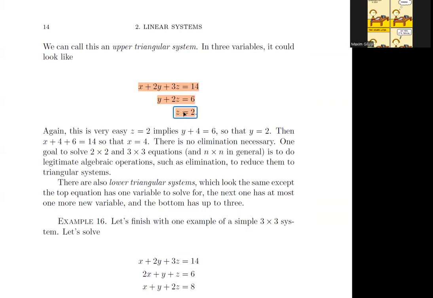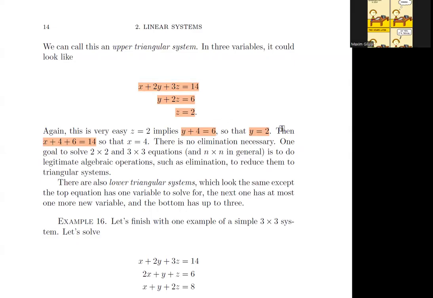z is 2 already. Then y plus 4 is 6. So y is 2. So we solve for y right away. And then plug them back into the top equation to get x plus 4 plus 6 is 14. So x is 4. You're done. Very easy. All of the elimination already happened in previous work, or we didn't need it at all.